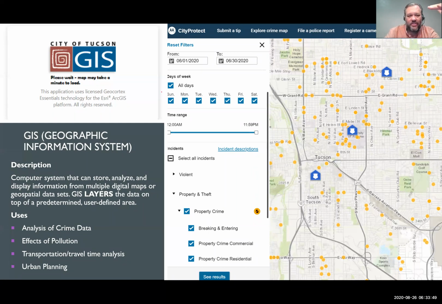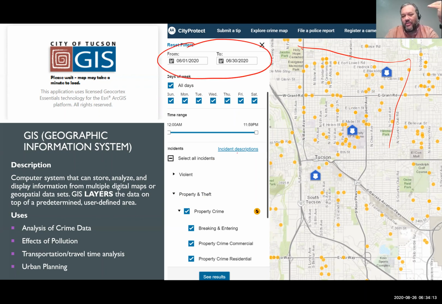All right, obviously you can see Tucson has a GIS system, and so here was something that I just pulled up. And so I pulled up a map of Tucson and set a fixed area, all right? And so you can see the area here. And then I went into it, and you can play around with it, and you can just start clicking in different types of data that you want. And so I did property theft, and I set the dates up here. And so in the month of June, here is all the property crime that occurred in Tucson.